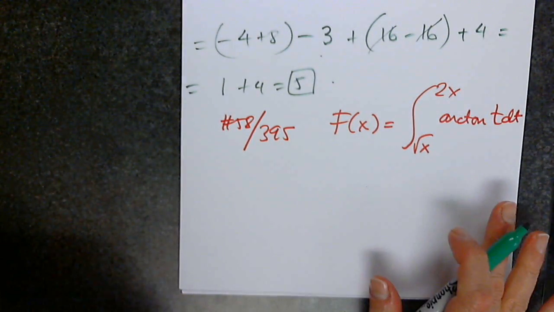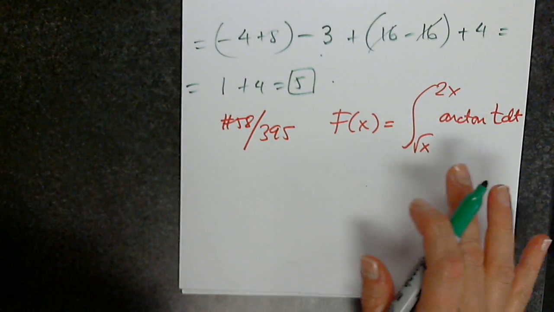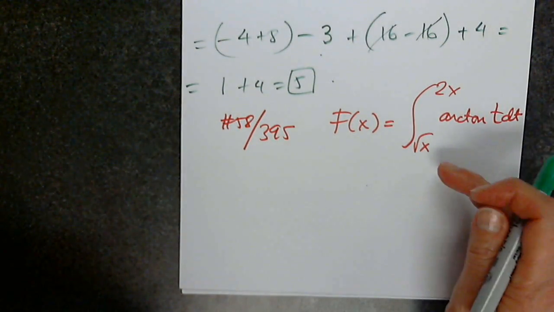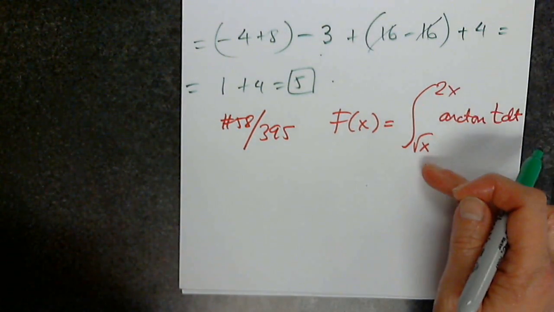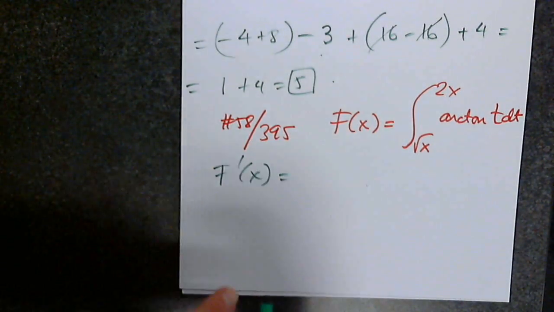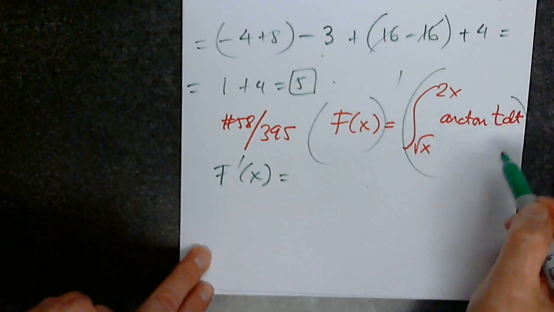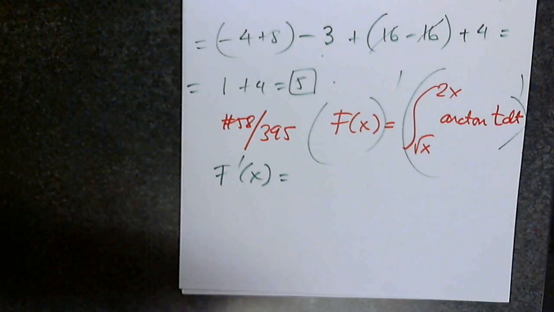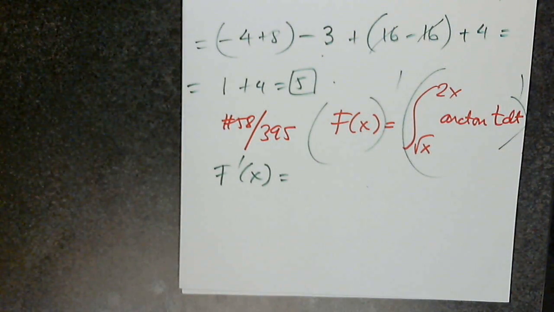I can't solve this. This is a function given in the form of an integral. Since the limits of integration are functions themselves, I can only be asked to find the derivative of this function, and I will have to differentiate both sides. But I cannot differentiate the right-hand side just yet. So this is the fundamental theorem of calculus part 1.